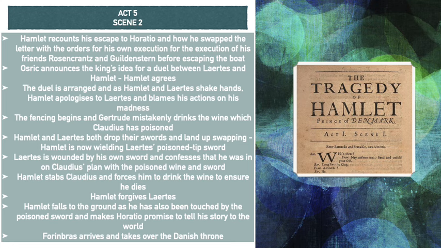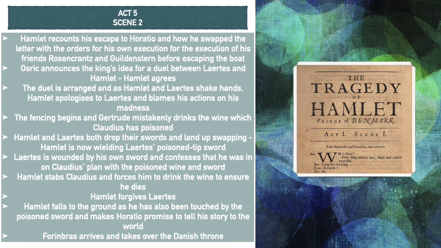Laertes is then wounded by his own sword, and once he realizes that he's going to die, he confesses that he was in on Claudius's plan with the poisoned wine and the sword. Hamlet gets really angry in this moment, and he goes and stabs Claudius. He also forces him to drink the wine to make sure that Claudius is going to die.